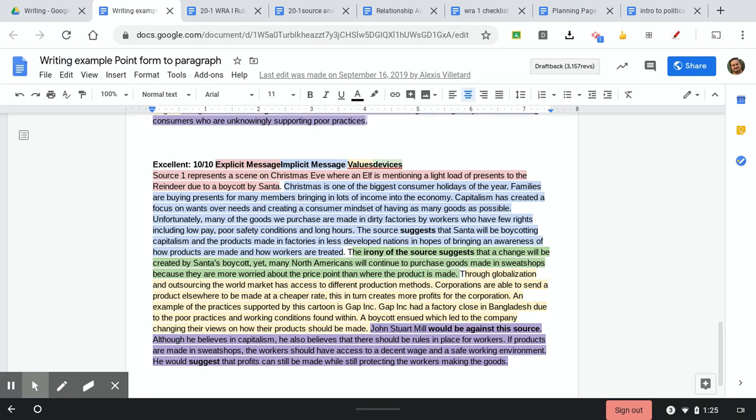John Stuart Mill would be against this source. Although he believes in capitalism, he also believes that there should be rules in place for workers. If products are made in sweatshops, the workers should have access to a decent wage and a safe working environment. He would suggest that profits can still be made while protecting the workers making the goods.